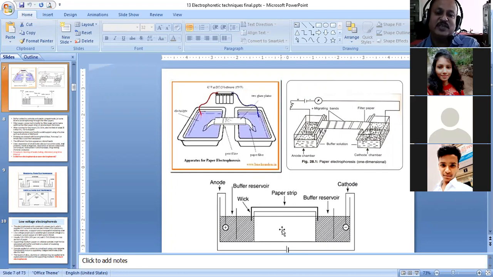In the diagram, what do you see? There is a paper strip kept here. There are two wicks which are dipping in the buffers. The buffers are kept in the two reservoirs on the left and the right. These reservoirs are in turn connected to the electrodes, and the electrodes are connected to the power pack. Can you see the power pack or battery here? Yes, sir. Okay, so if there is any difficulty, you can ask me.